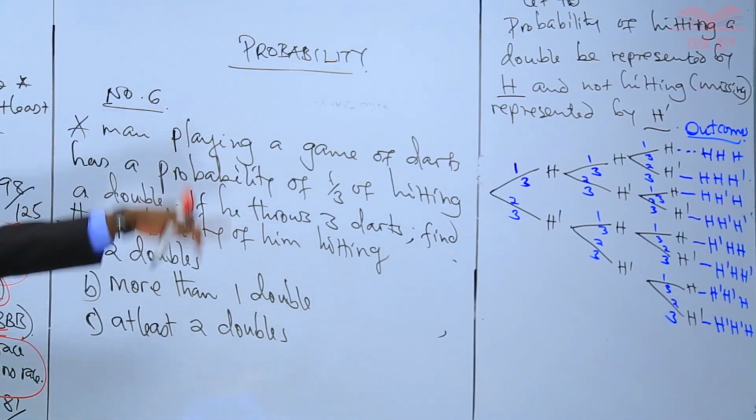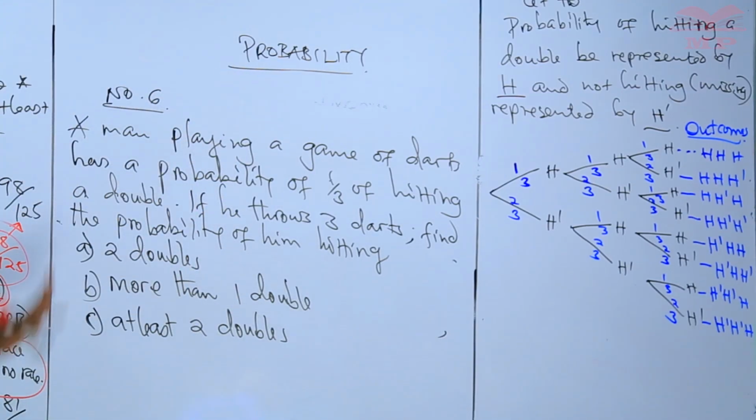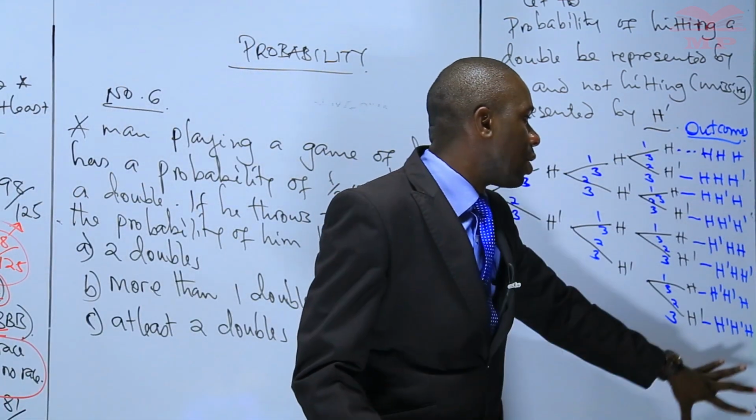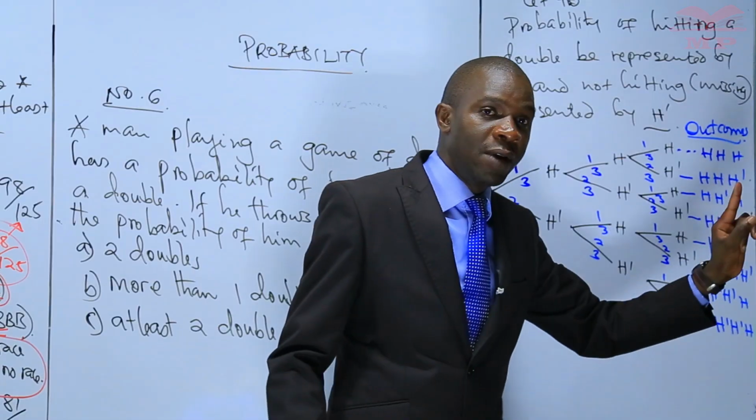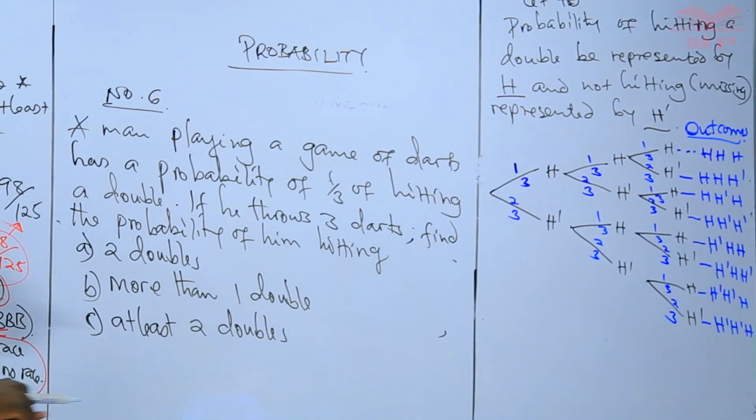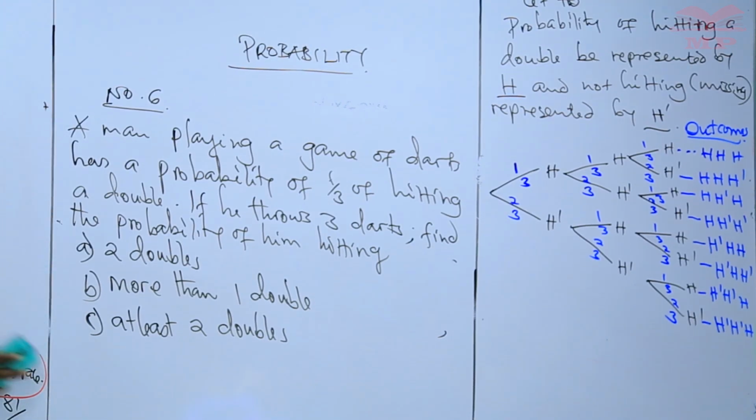So those are the possible outcomes that we can have. Actually, this is the sample space. This is what we are referring to as the sample space of this particular throwing of dart in 3 successions. So we can continue from there. And now using that tree diagram, we want to try and answer the questions that follow.